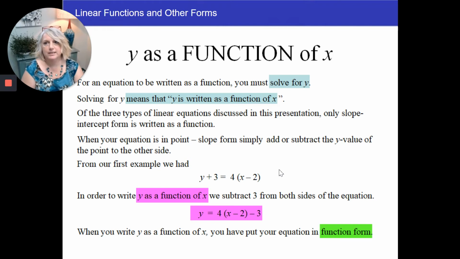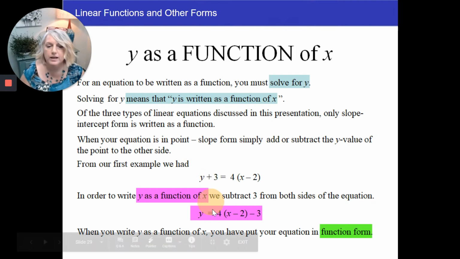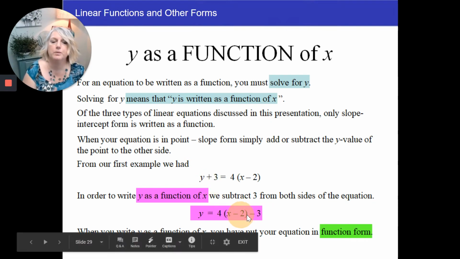All right, one last thing when we talk about this. If they ask you to write the equation y as a function of x, that simply means that you have to solve for y. Of the three forms that we kind of talked about, the only one that's actually already written as a function is the slope-intercept form. So the other ones, like this one, it says solve for y. Notice I did not put it in slope-intercept form. Sorry.